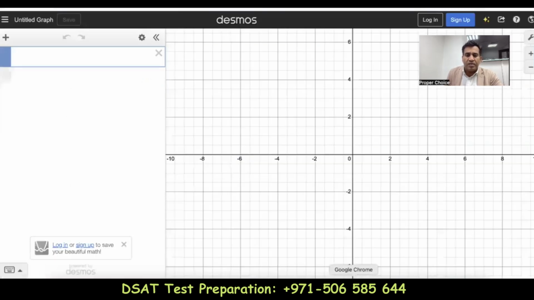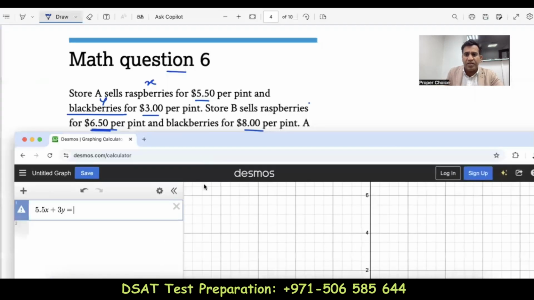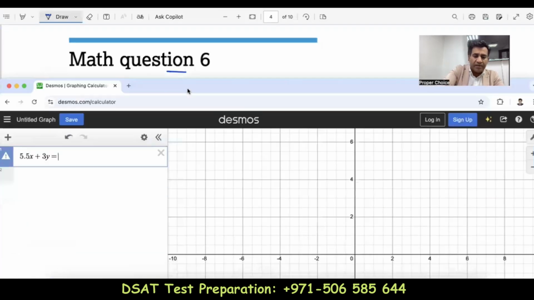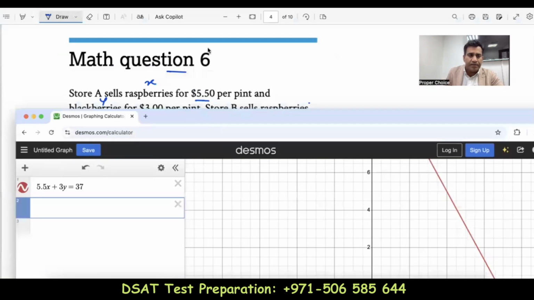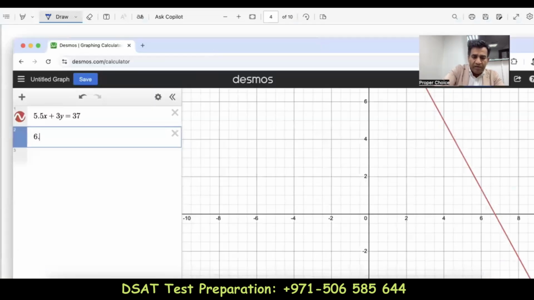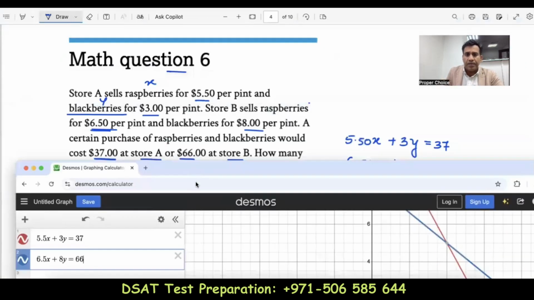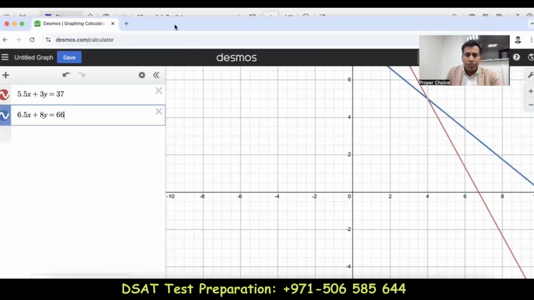So how are we going to do this? Let me just type it. One equation is 5.5x plus 3y equal to, I think, 37. Let me just check it up. Yes, equal to 37. Enter. In the second equation, what we have is 6.5x plus 8y equal to 66. I think it's 66. Yes. So these are the two equations of the system.